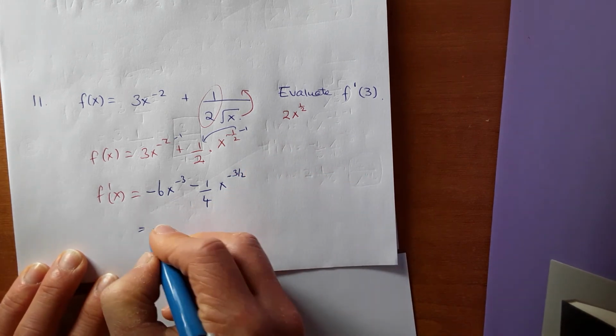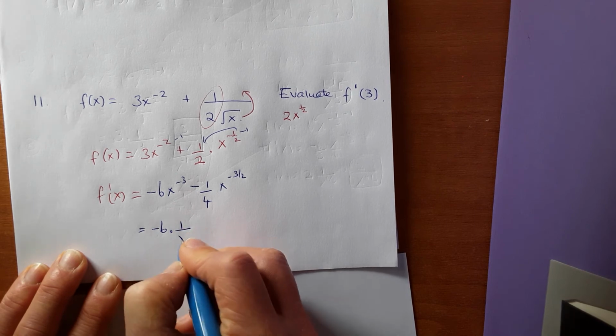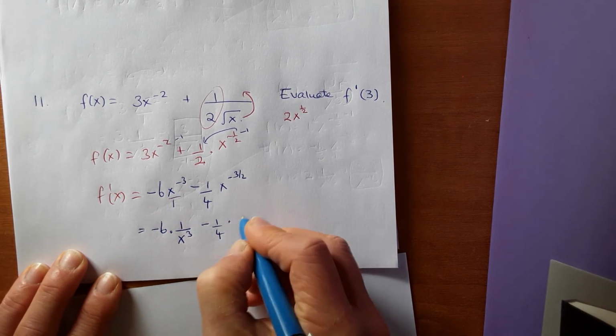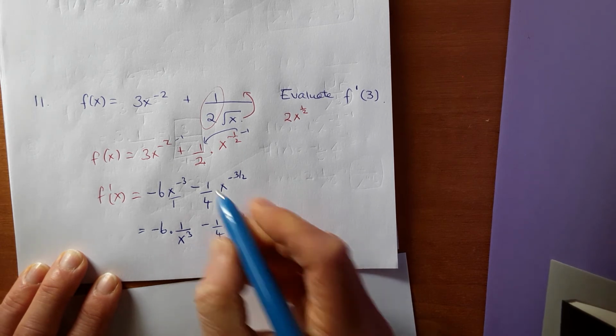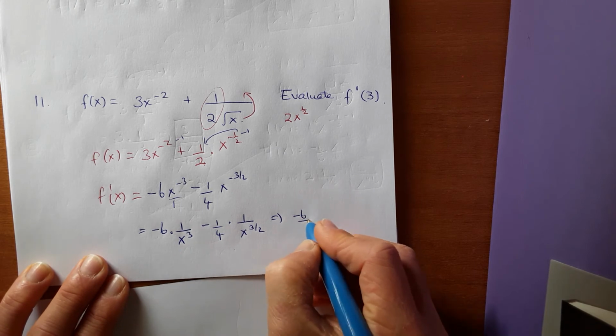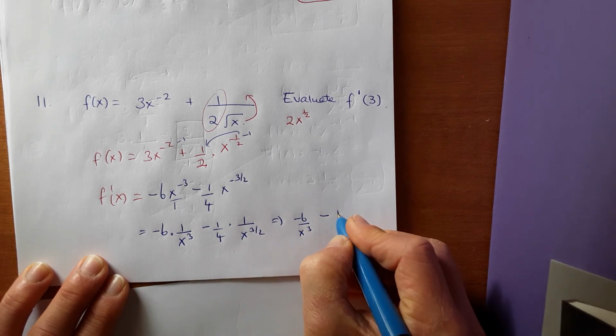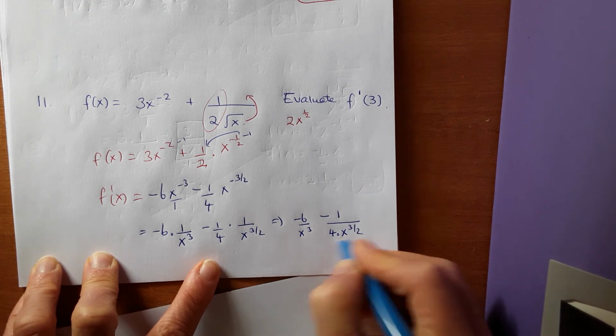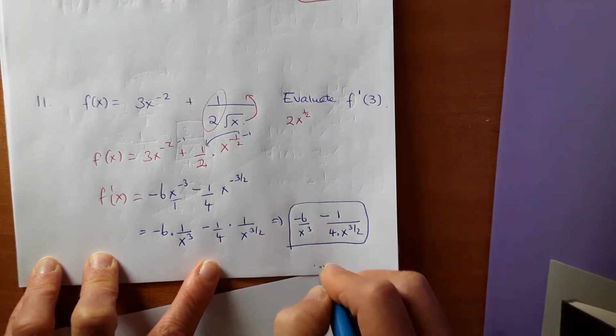Again, tidy it up. So minus 6, 1 over x cubed. Flip this. Minus a quarter, 1 over x to the power 3 over 2. Your numbers stay the same. So giving me minus 6 over x cubed. Minus 1 over 4 by x to the power of 3 over 2. And remember, that's the slope.